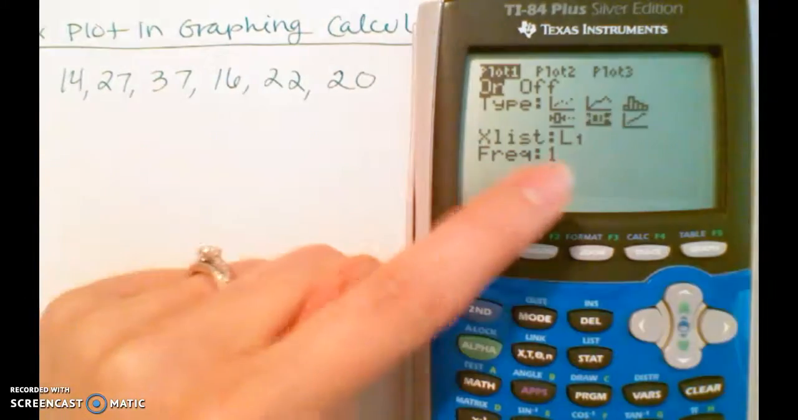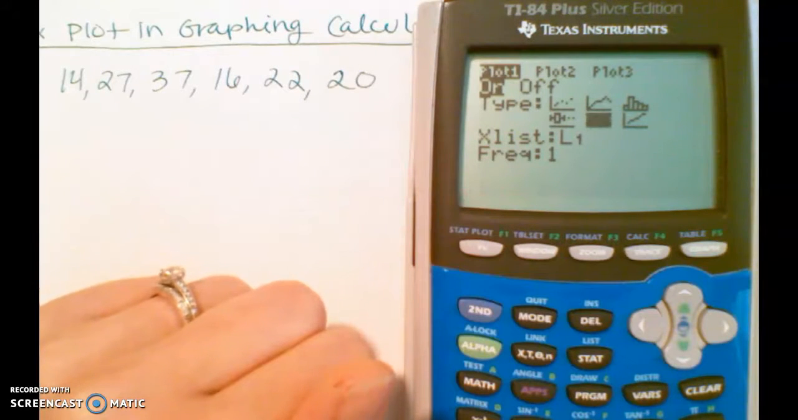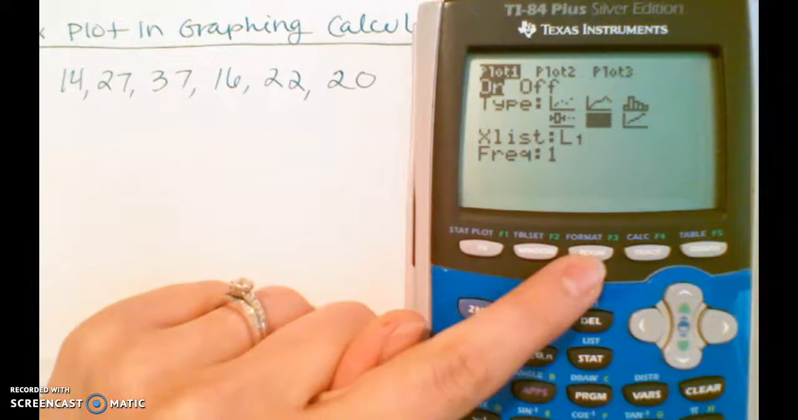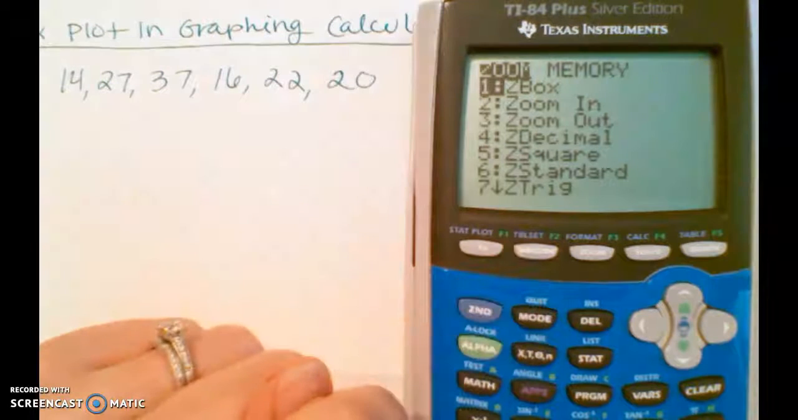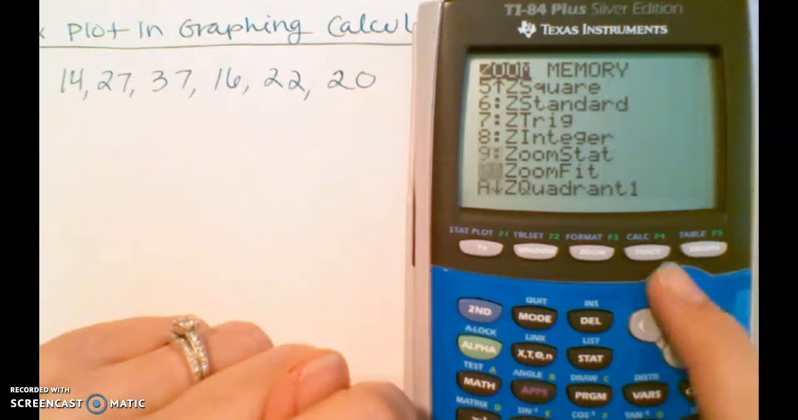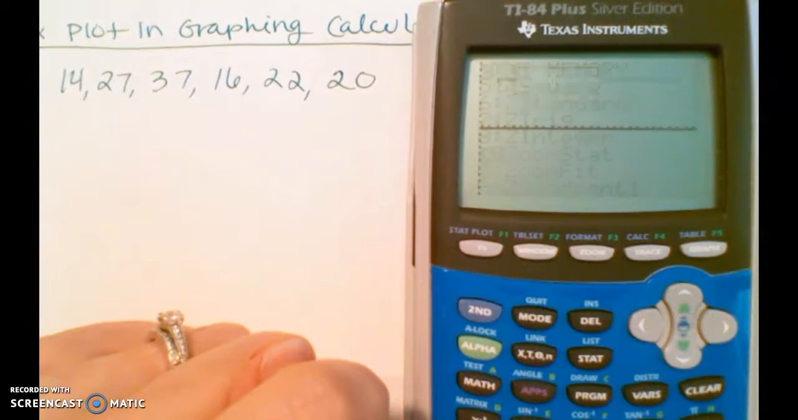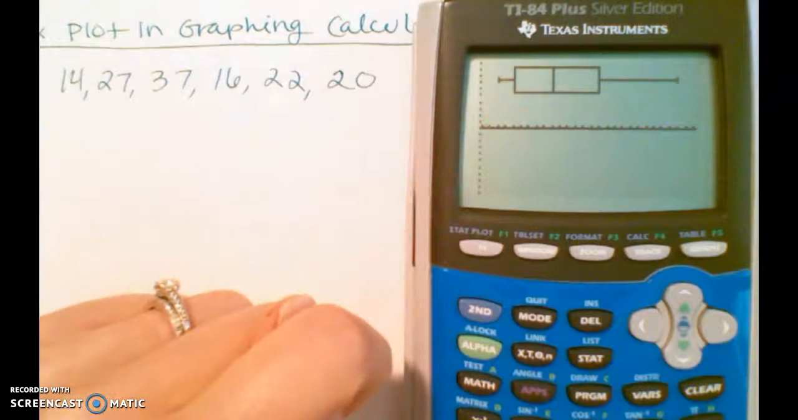Now usually when we graph something we can just press graph, but in this case we actually have to go to zoom first. So press zoom and then go down and look at option 9. Option 9 says zoom stat. That's what we want. So we press enter. Now we can see our box and whisker plot.